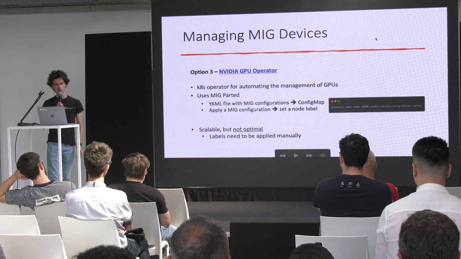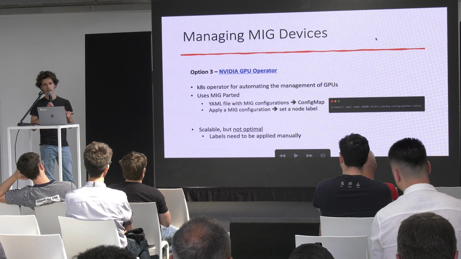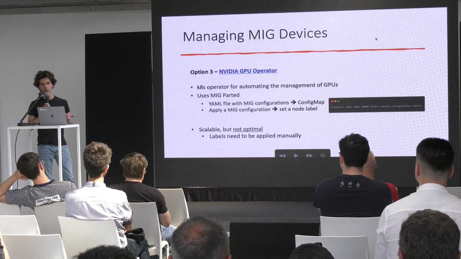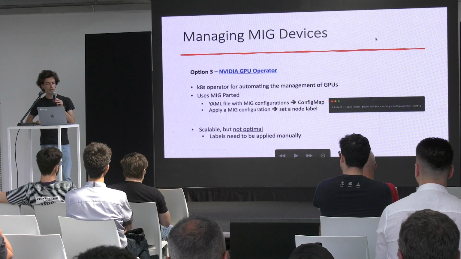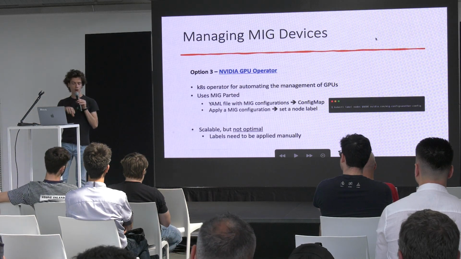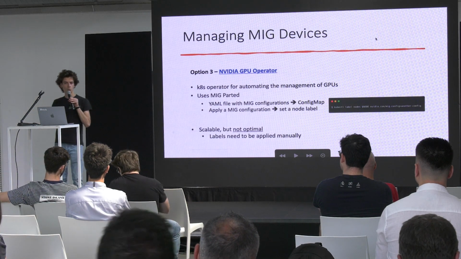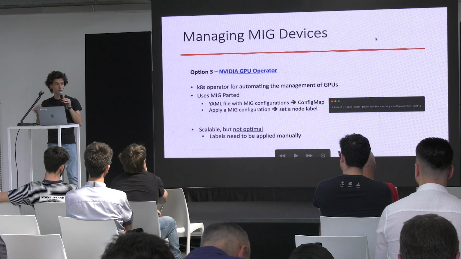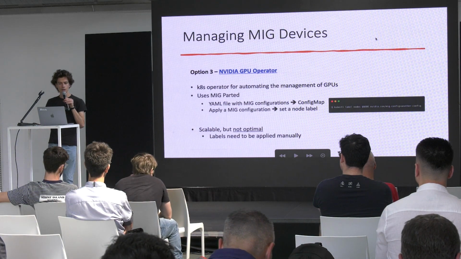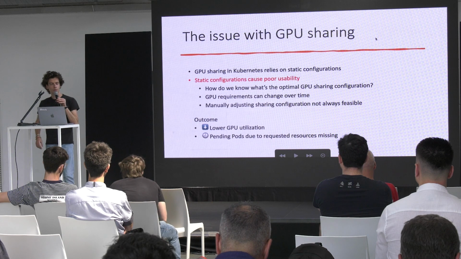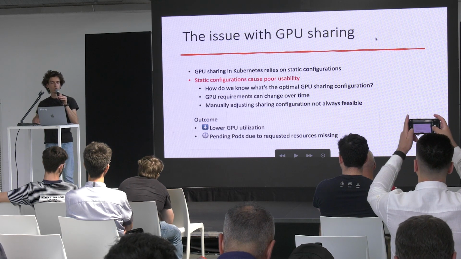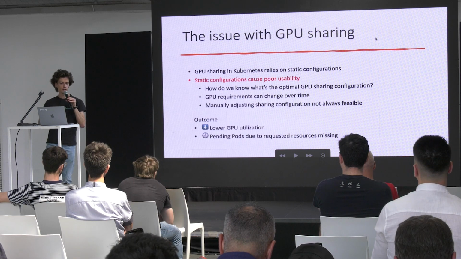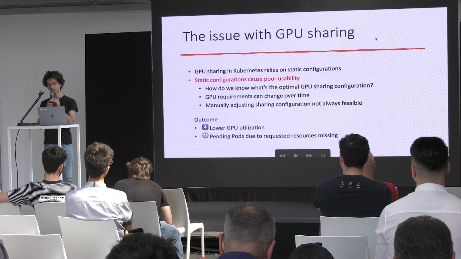And this is scalable, but it's not optimal, right? Because I still have to manually apply the labels. I still manually have to know which configuration I want to apply, which is not trivial. And I also need to check which of the current slices are being used, because I don't want to delete slices that are being used by containers, right? And this is a problem which is common also to the previous two sharing techniques. They all rely on static configuration that the user has to manually define.